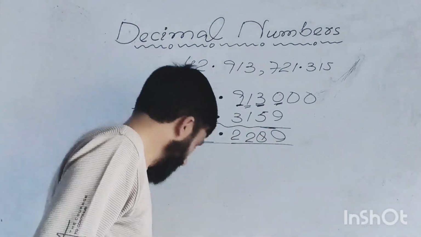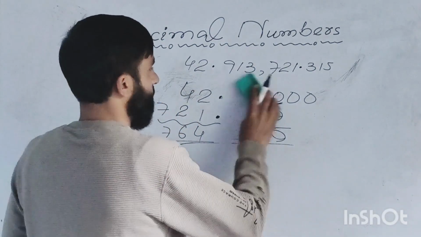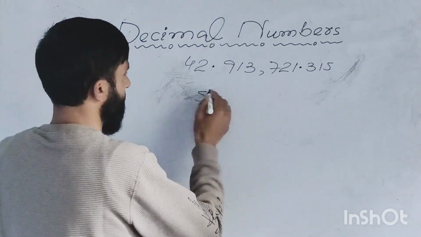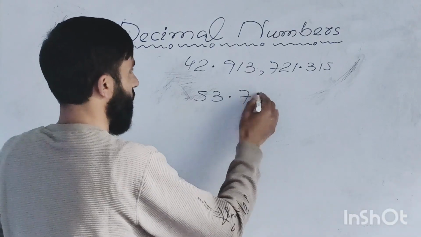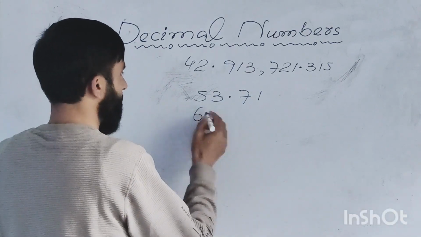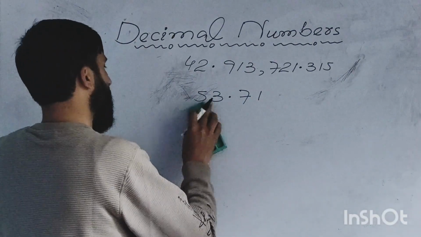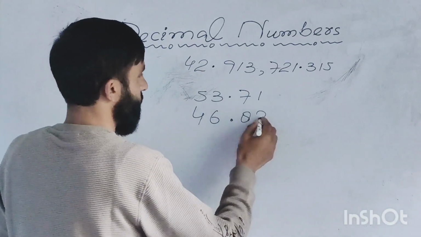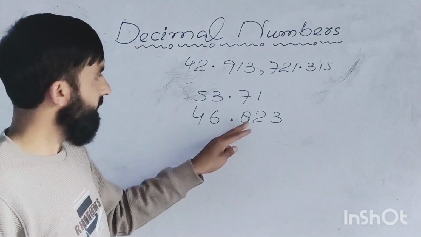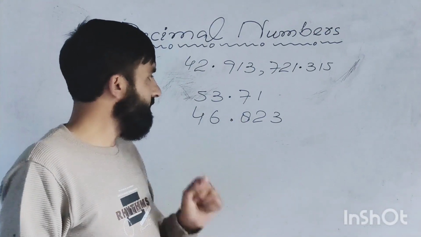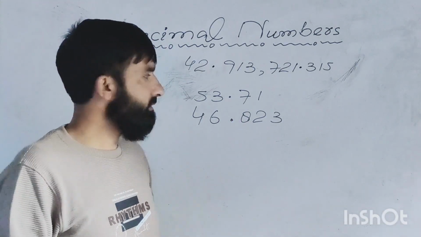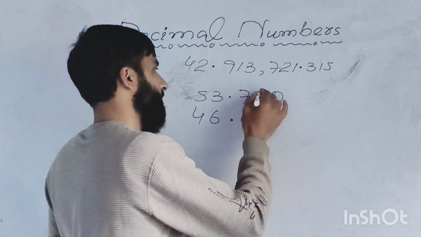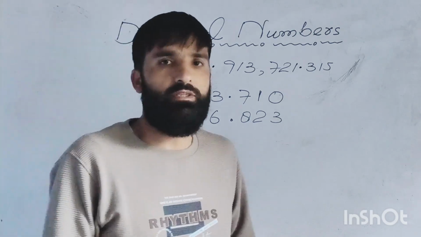Similarly, if the question is for subtraction, you are going to subtract two decimal numbers. It is 53.71 and you are going to subtract 46.823. Here there are three places, that's 8, 2 and 3. 3 digits are present, whereas only 2 digits are present in the first number. So simply you will put 0 here and do the subtraction. Now do it as it is.